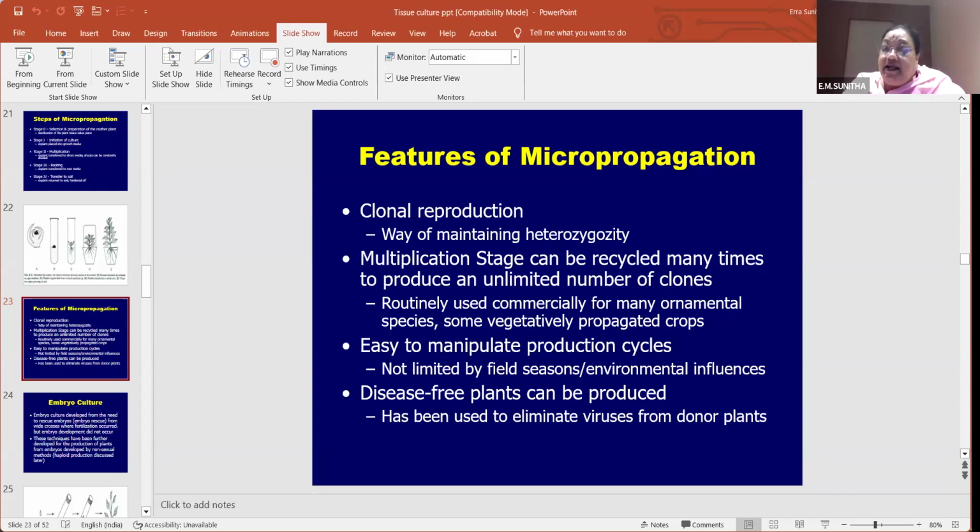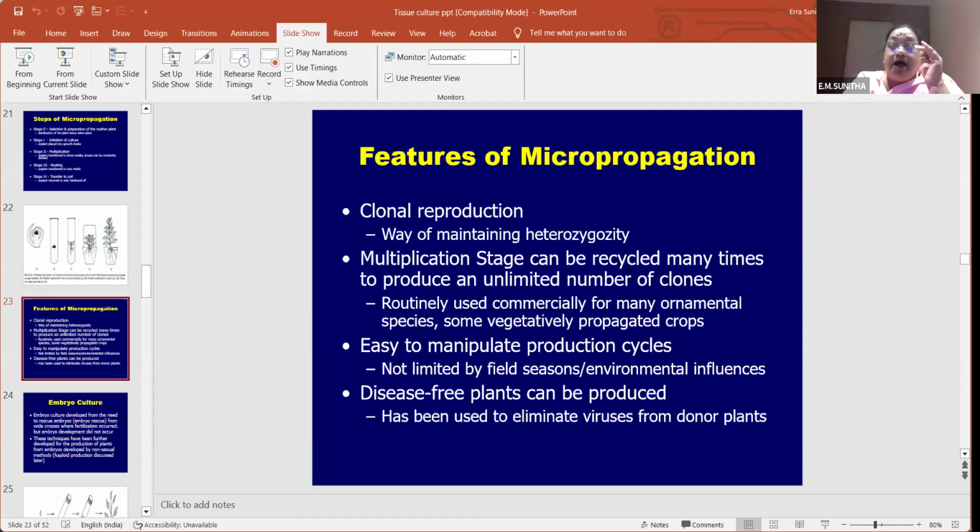So clonal reproduction means, always when human beings or organs are there, it should maintain heterozygosity. That means we have two sets, diploid. One we get from the mother, one from the father, so both become heterozygous. Now suppose the mother gave two sets of chromosomes, it will become homozygous. In homozygous, the viability becomes less and less. The hybrid vigor, disease resistance or other characteristics will increase as the heterozygosity increases. So clonal reproduction will be maintained by this heterozygosity in micropropagation.